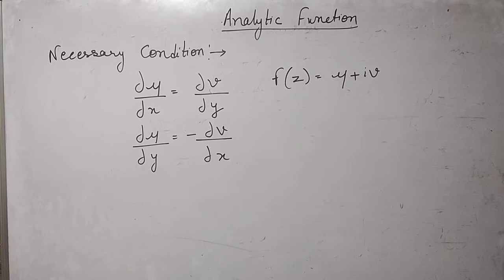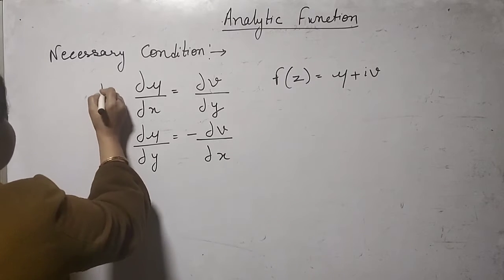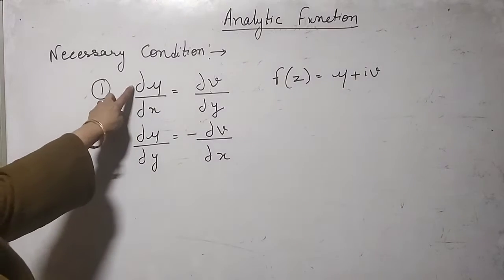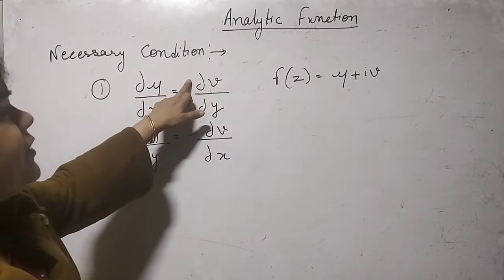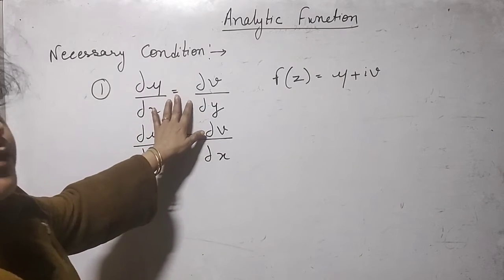Now we learn whether a function is an analytic function or not. These are the two necessary conditions. If there is a complex number u plus iv, this is a complex number. So we find two things. Number one, we differentiate u with respect to x and v with respect to y. They must be equal to each other.